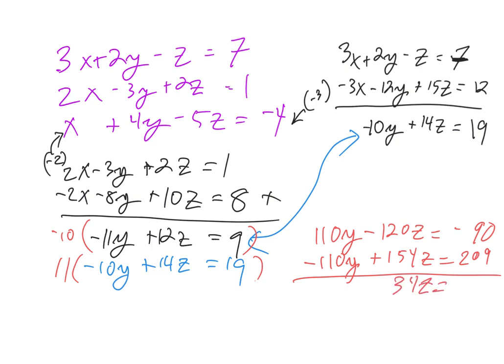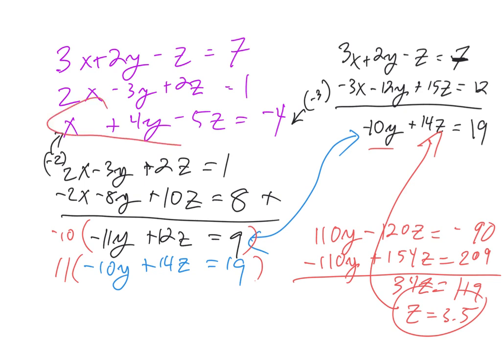And I have 209 minus 90, or negative 90 plus 209, is 119. Divided by 34 is equal to 3.5. Take that, put it into that equation, solve it for y, then take those two numbers and put them into this equation at the end to solve for x. And that's how you can find all the x, y, and z to solve those equations.